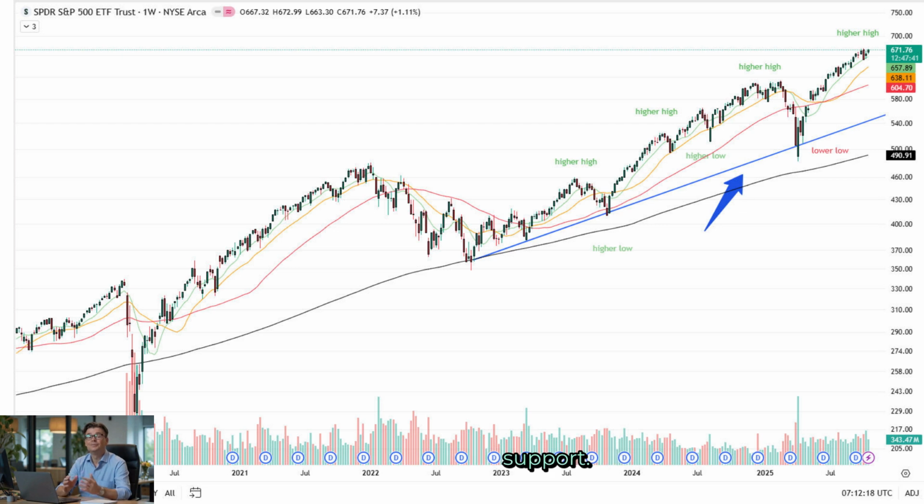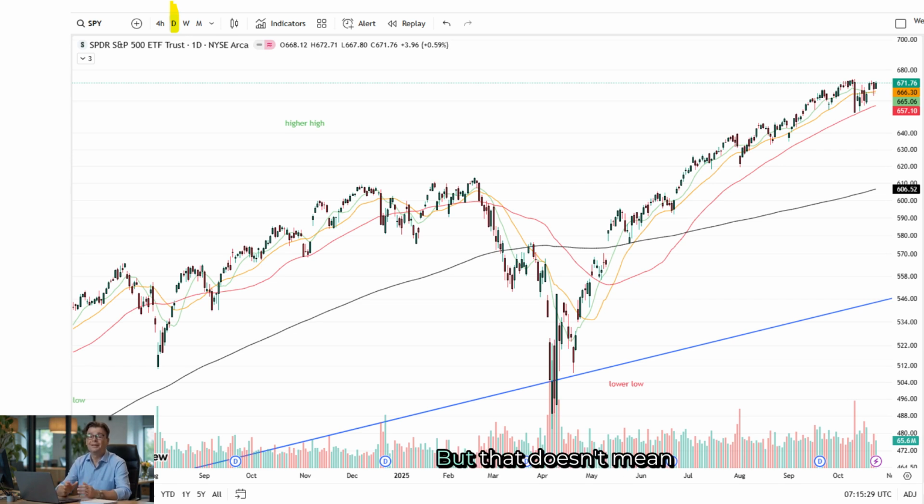This line is our support. As long as the price stays above this line, we do not short. We don't fight the tide. We only look for buys. This one filter removes most bad trades. That is the power of reading the tide first. The tide is up. But that doesn't mean we buy right now. Buying at an all-time high is chasing. That's what amateurs do. Professionals wait.